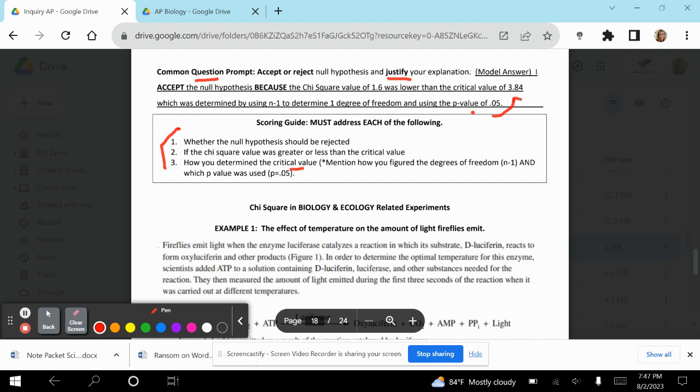So what I did here is I wrote a model answer so you can see how you would need to justify your decision on whether you would accept or reject our hypothesis. So you accept the null hypothesis because that chi-square value of 1.6 was lower than the critical value of 3.84. And then you have to explain where that number came from, that you know how to use the chart. And that 3.84 was determined by using n-1 to determine there was 1 degree of freedom, and then using that p-value of 0.05.